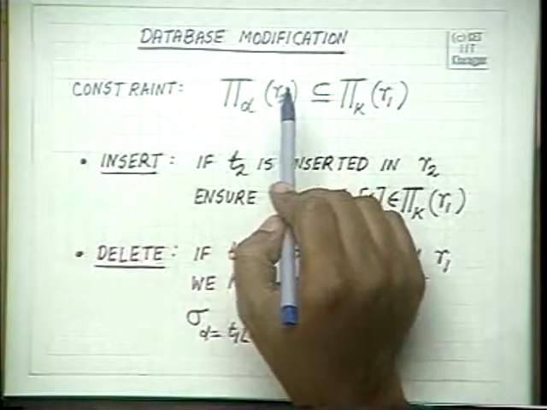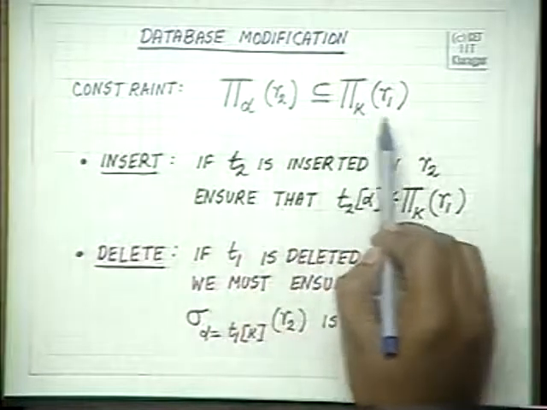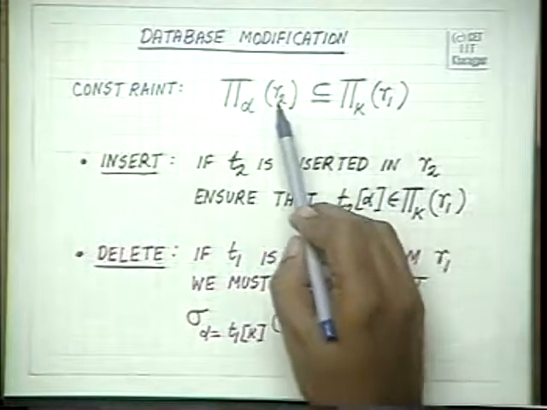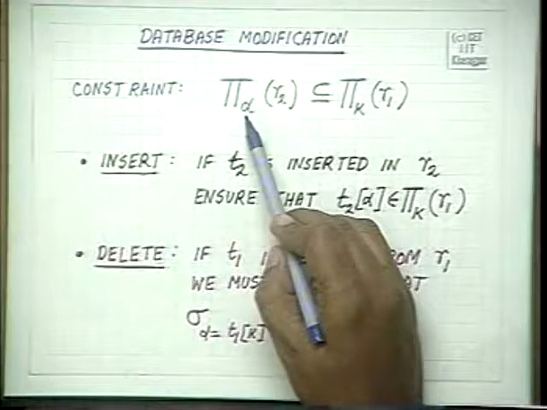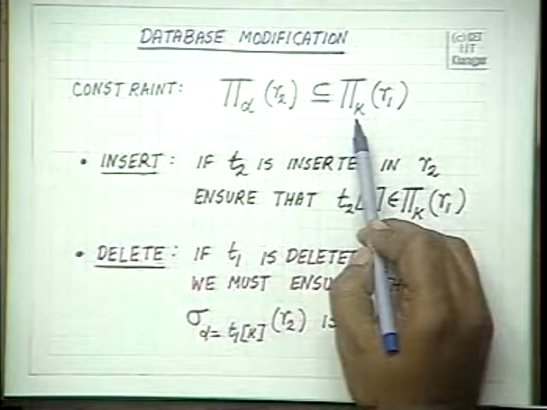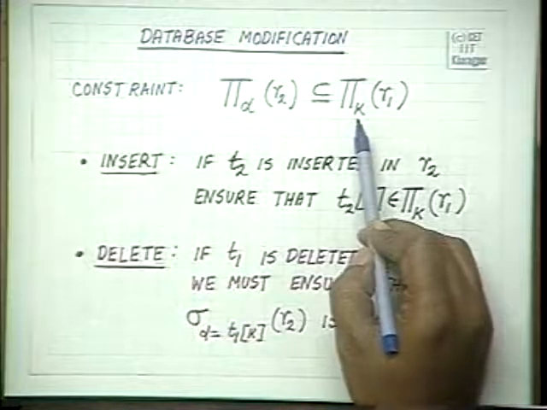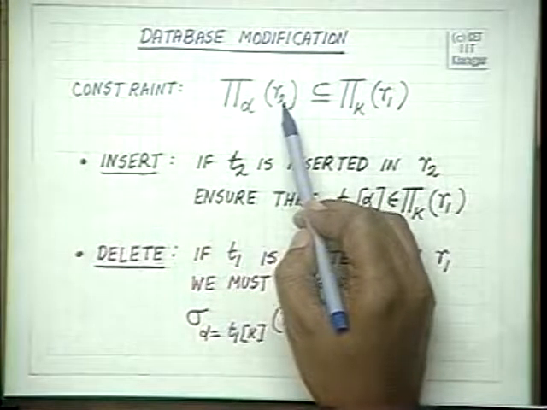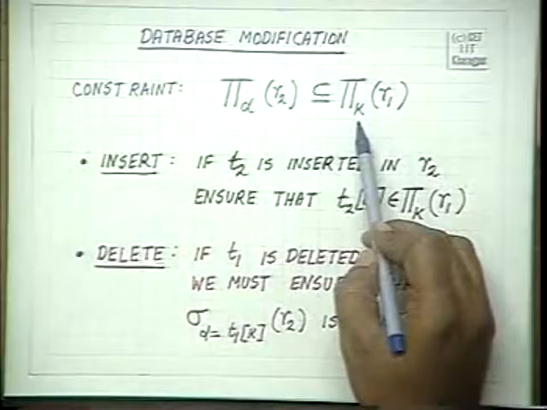Next we will see what we do with this integrity constraint during database modification. Suppose you have the constraint like this. What does this mean? That alpha is a subset of the attributes of R2, and alpha is a foreign key referencing R1. That is, pi alpha of R2 is a subset of pi of the key attribute of R1.